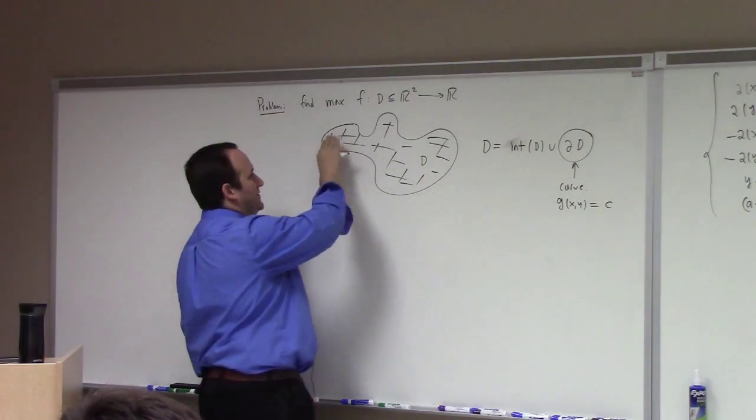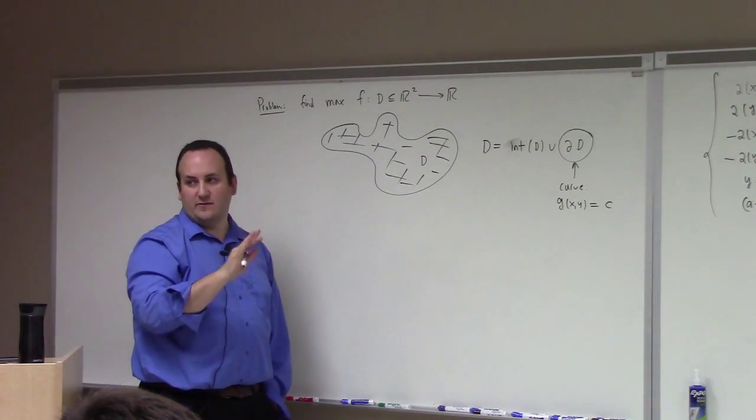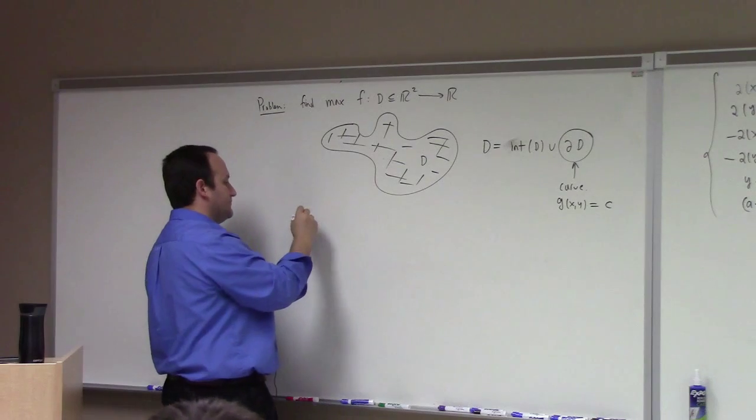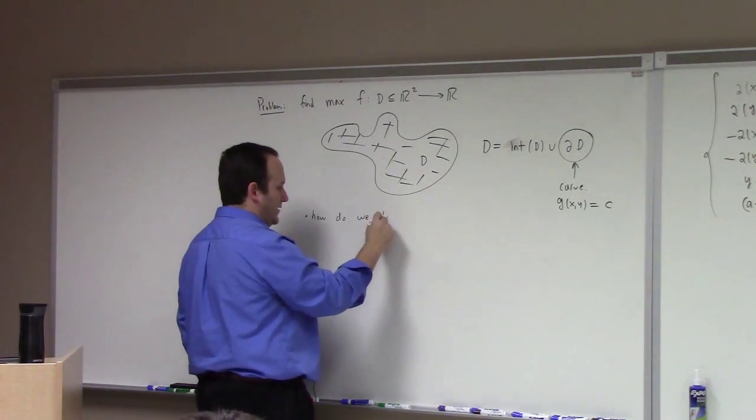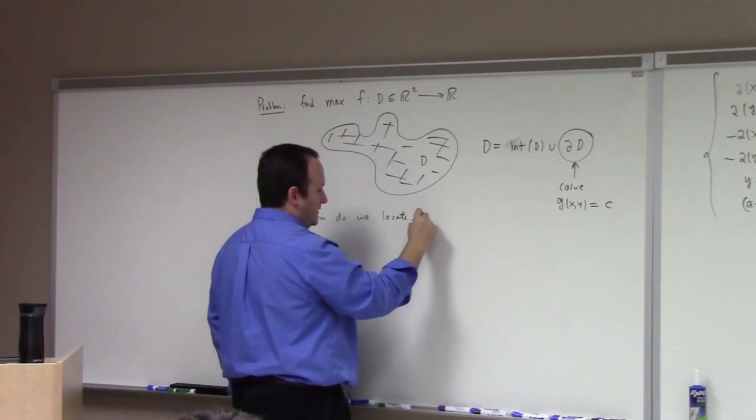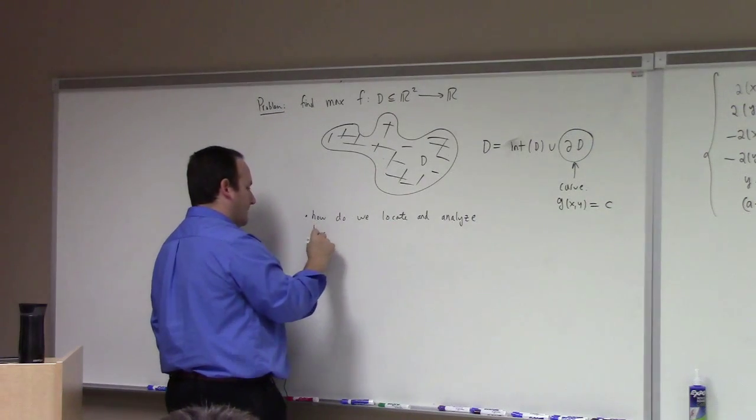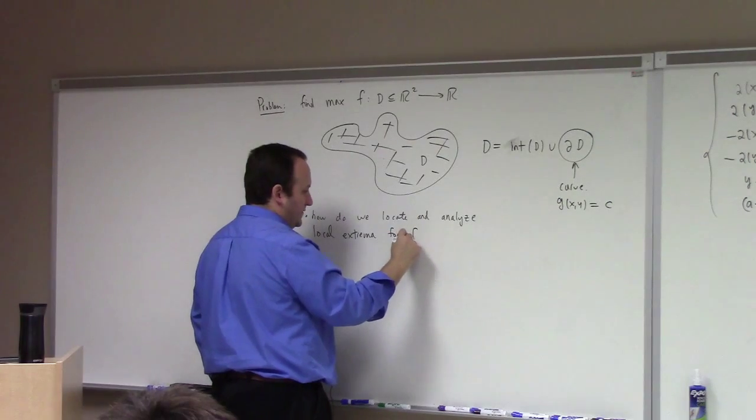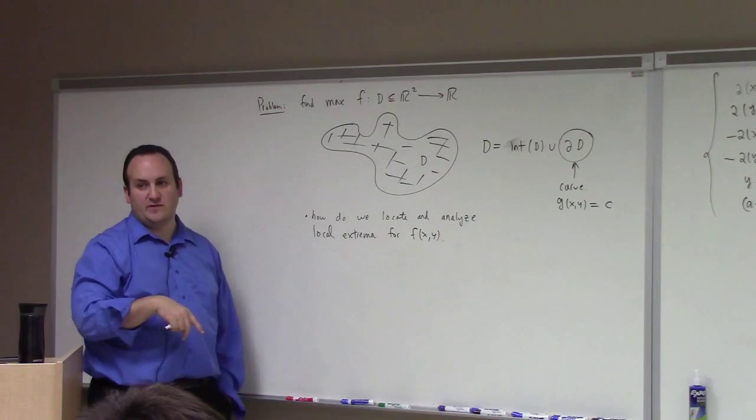But you see, there's also this inside, the interior of D. And how do you find out where the function's largest and smallest in there? How does that work? So the next question is, how do we locate and analyze local extrema for a function of two variables? But of course, I'm not content with two variables. I'm going to show you how to do it for n.